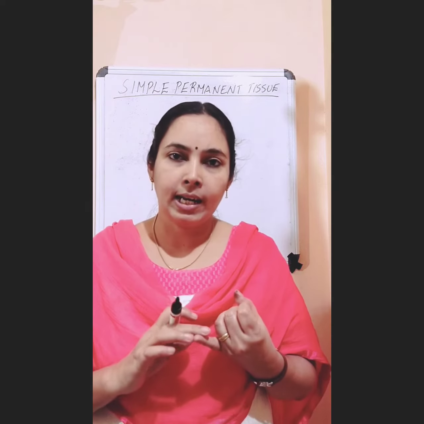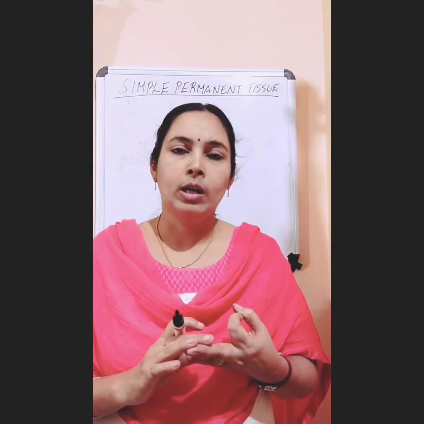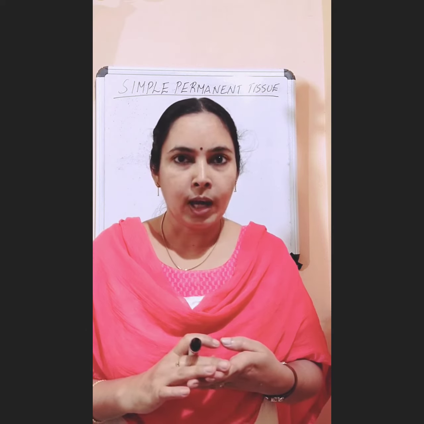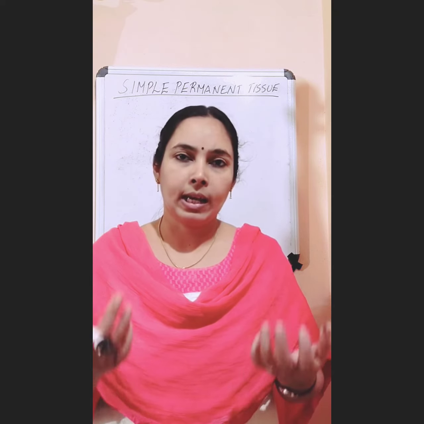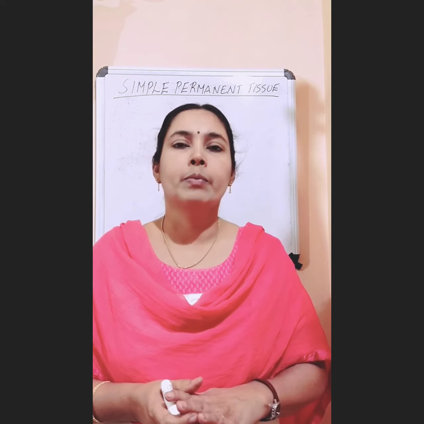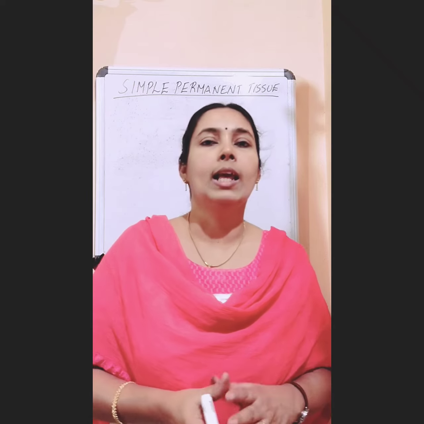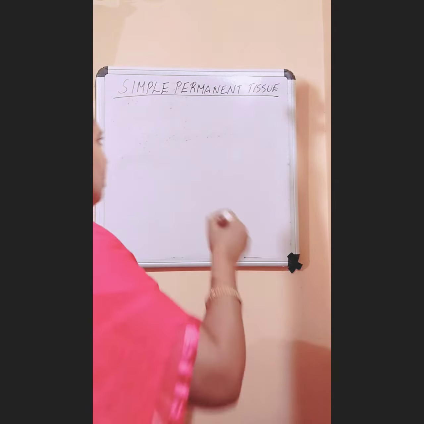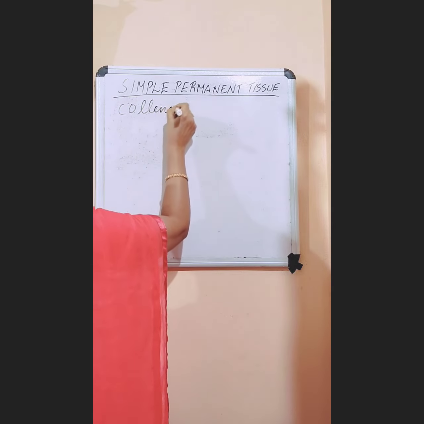Last class we studied about parenchyma. We studied that they are living cells, they are thin-walled, they store food, those which store chlorophyll are called chlorenchyma, and parenchyma with air cavities are called aerenchyma. All this we have studied. So today we can study the next tissue, that is collenchyma.